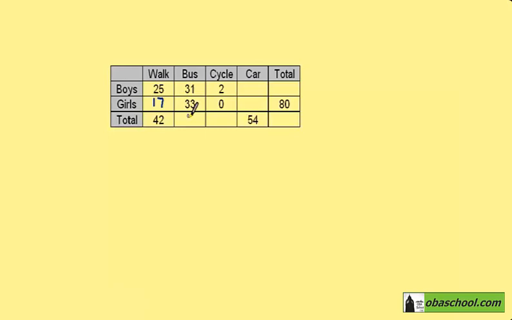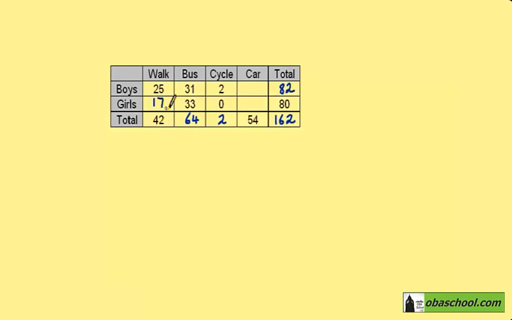Here we have 31 boys take the bus and 33 girls take the bus, giving a total of 64 pupils who take the bus. For cycling, we have 2 boys who cycle and no girls cycle, giving a total of 2 pupils who cycle to school. Now that we have the whole of the last row, we can add this row to give the total here, 162. If there are 80 girls and 162 pupils in total, there must be 82 boys.